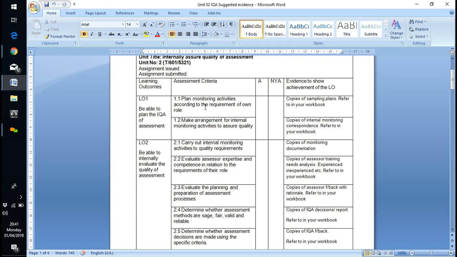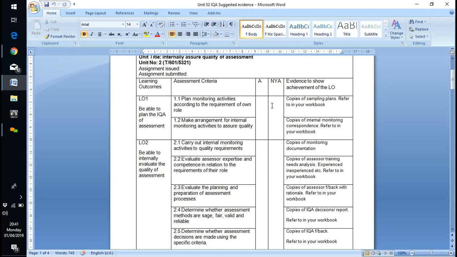So the first one is plan monitoring activities according to the requirements of your own role. So that's copies of sampling plans. Literally, you can refer to that in your work because you've spoken about it in Unit 1. But this will be a sampling plan for some activities with at least 2 assessors, and they will be having work from at least 2 candidates.